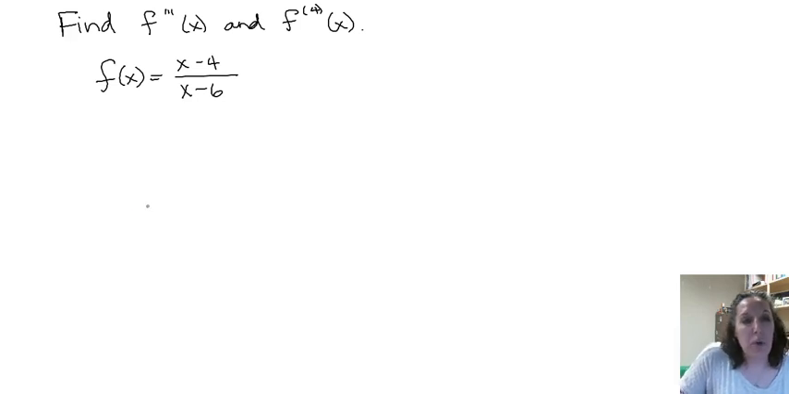Hello, in this video we're going to look at some higher order derivatives. So we're going to find the third and fourth derivative of these functions. So our first example, we have f of x equals the quotient x minus 4 over x minus 6.